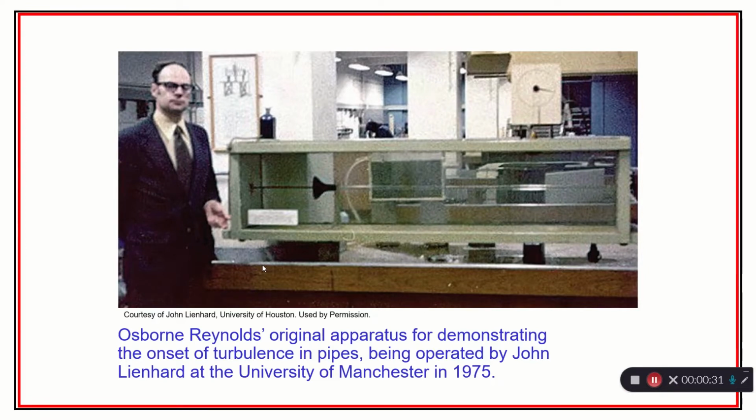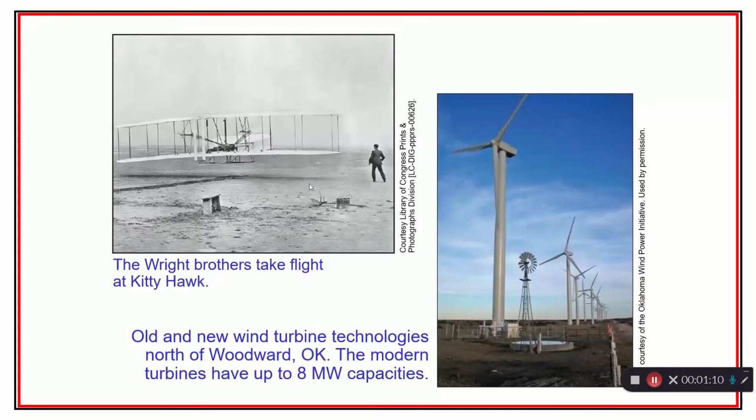Osborne Reynolds. Reynolds number is one of the most important non-dimensional numbers that you'll run across and use to try to use previous experimental data for what you need. Reynolds number is also a measure of whether something is laminar or turbulent. This is a little test apparatus to show the transition from laminar to turbulent flow in pipes. So we'll see Reynolds number a lot. So that's the guy. I'd never seen a picture of him before.